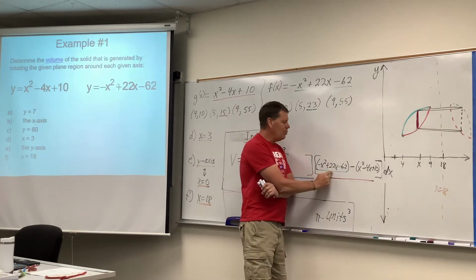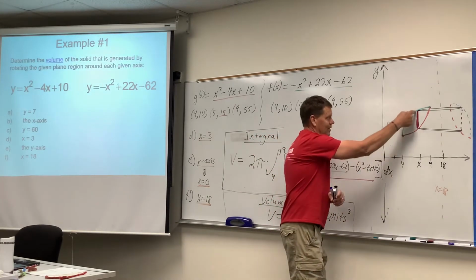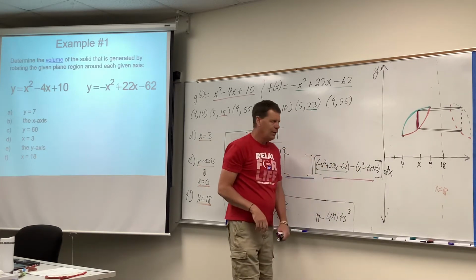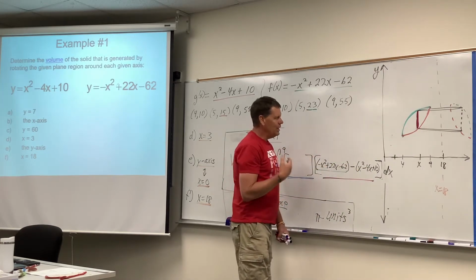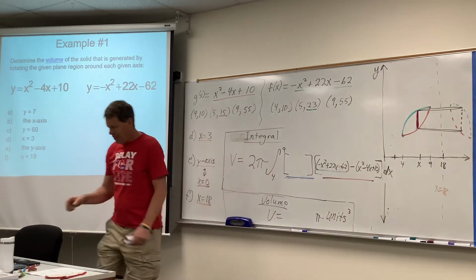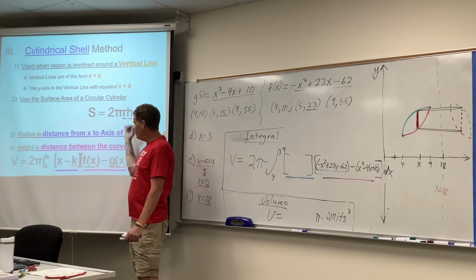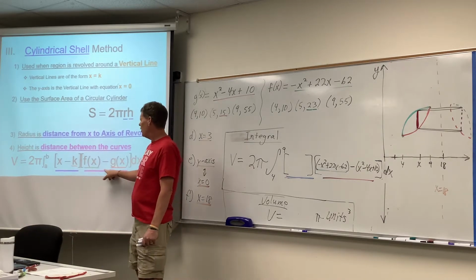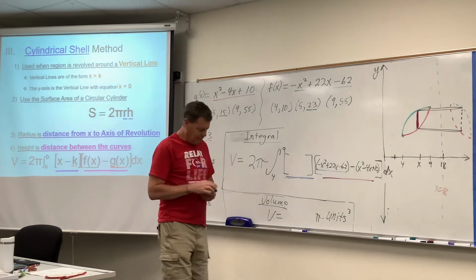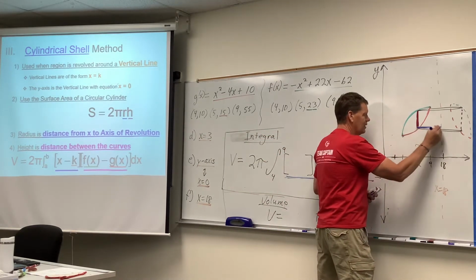Now, I hope you'd agree that the height, that purple line, would still be upper minus lower. I think we can leave that on here. But what would be the radius? Remember, 2 pi rh. When you're going around a vertical line, think cylinders, 2 pi rh. Distance between the curves isn't going to change, but the radius expression. The radius would be this.